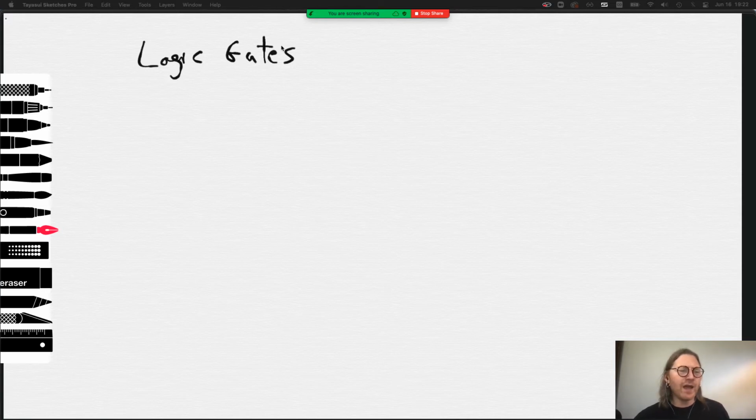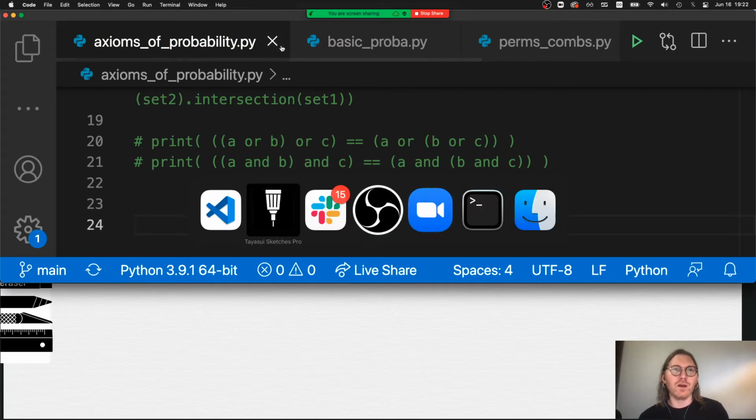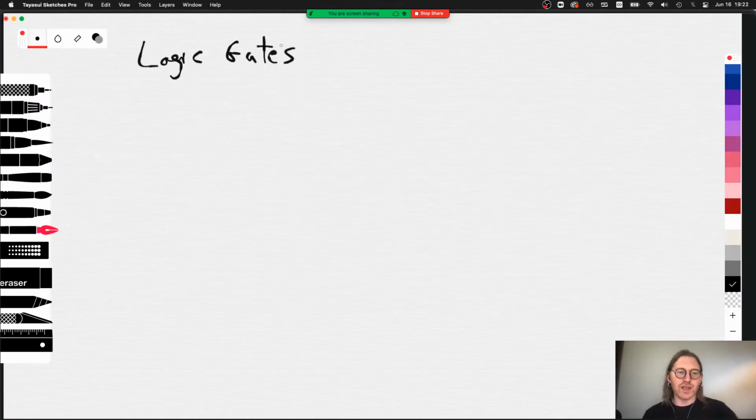Typing not A and B will be equivalent unless you're talking about a set. If you're talking about sets, then you're going to want to be explicitly stating intersection. But that just applies for sets. If we're talking Boolean operations, not A and B is completely valid. Okay, sorry, that was a little bit of a diversion for just a second, but let's talk about logic gates.